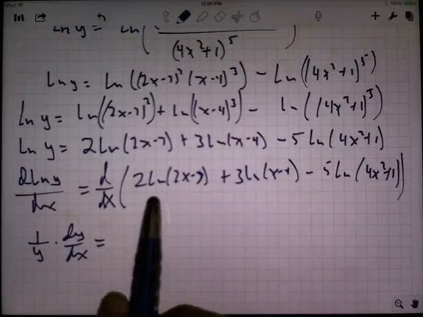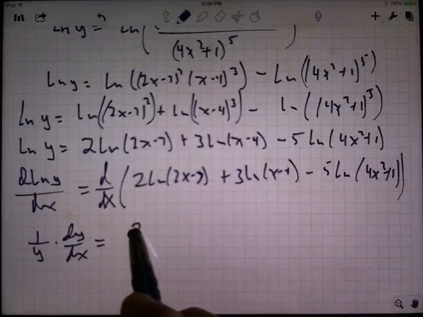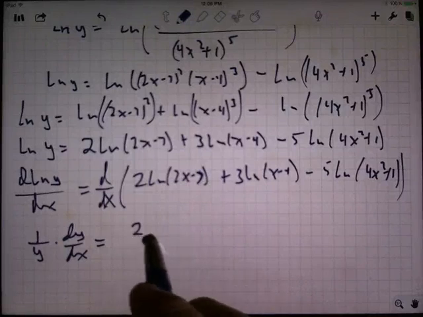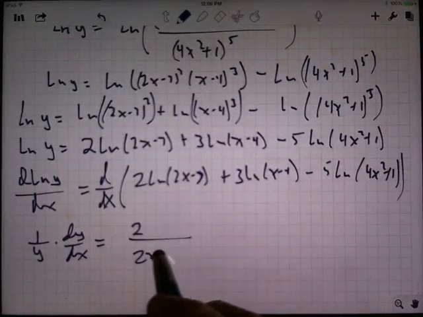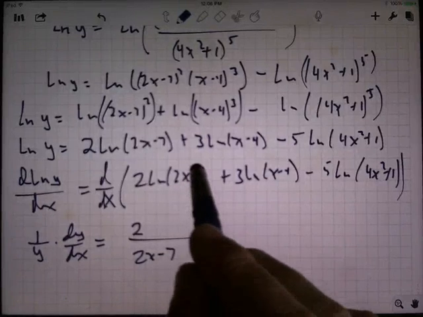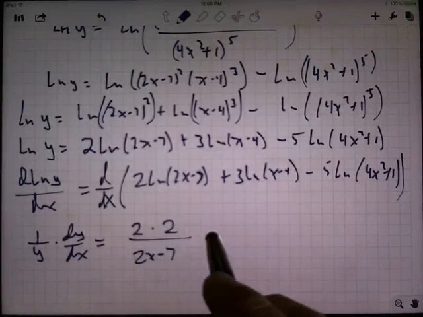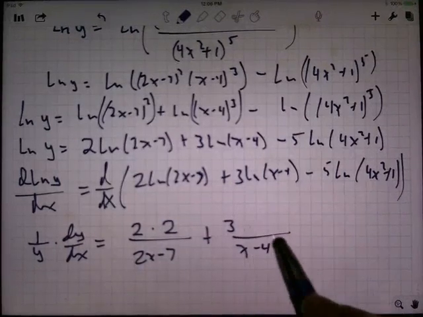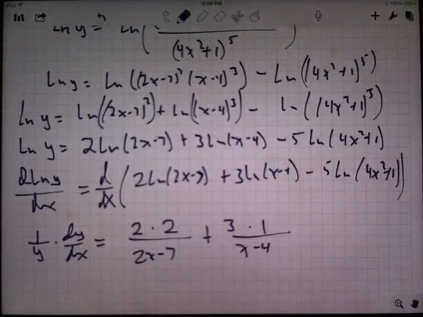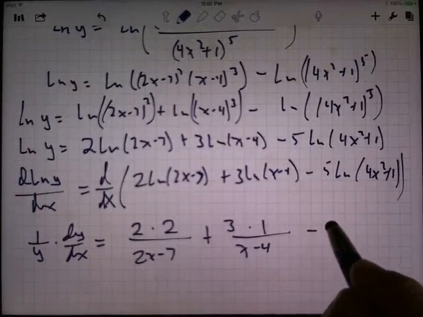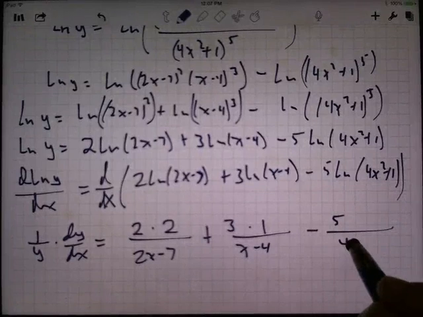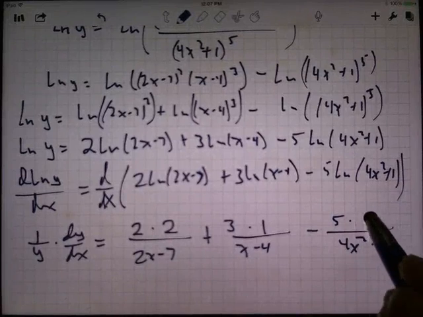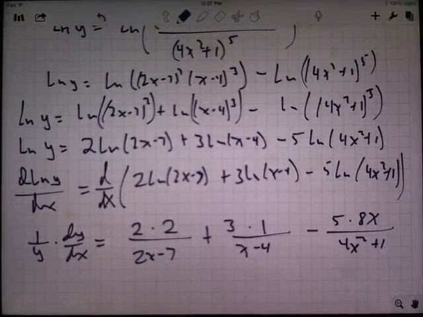So here we go. Take the derivative of this first part. The 2 just comes along for the ride. And the derivative of the log of 2x minus 7 is going to be 1 over 2x minus 7, right? Whatever's in there gets put on the bottom. But then the chain rule says multiply by the derivative of what's inside. The 3 comes along for the ride. The x minus 4 goes in the bottom. The derivative of the x minus 4 gets multiplied on the top. The minus 5 comes along for the ride. The 4x squared plus 1 goes in the bottom. The derivative of the 4x squared goes on the top.